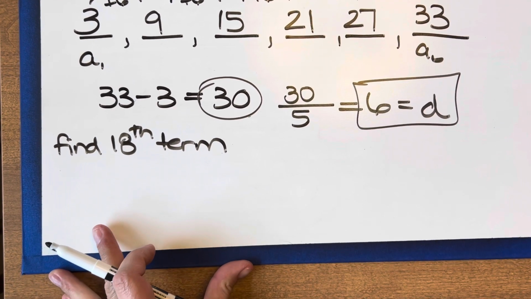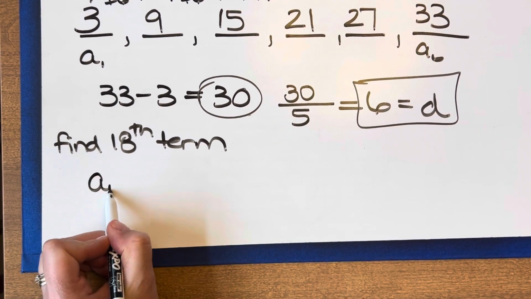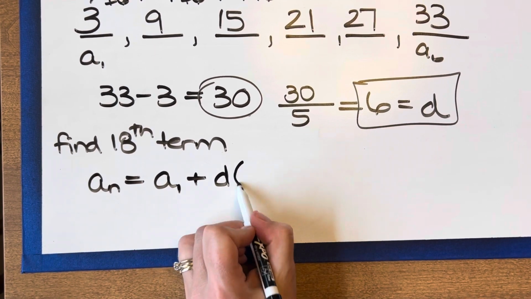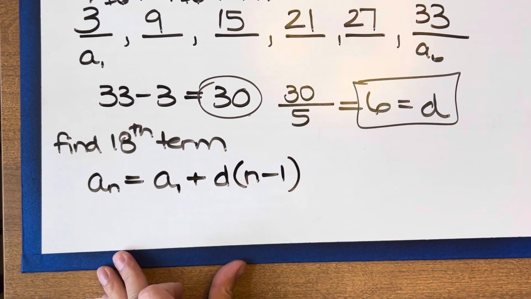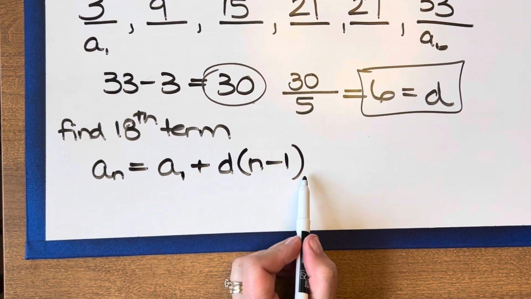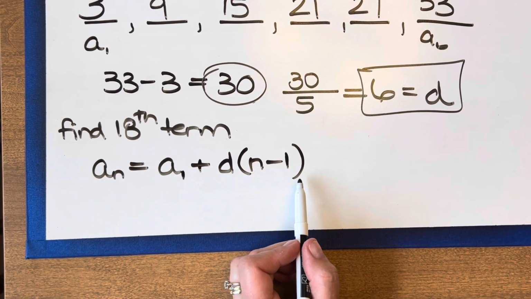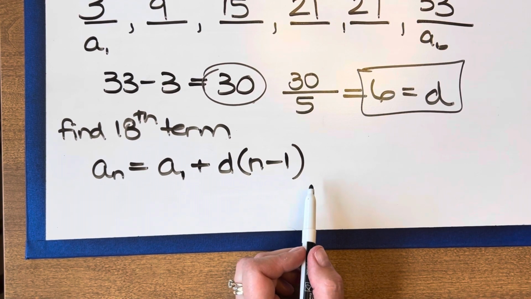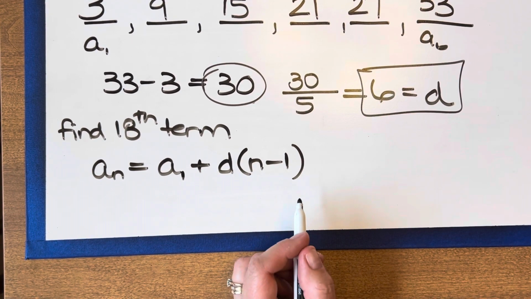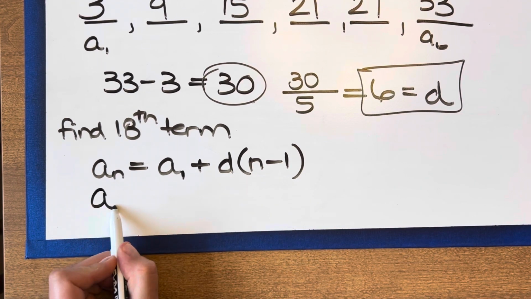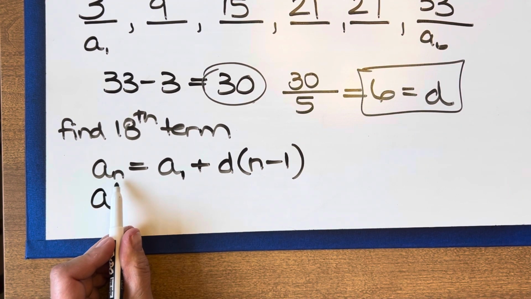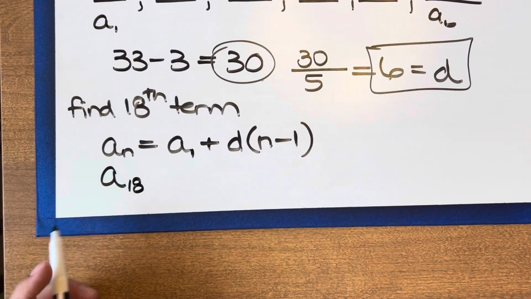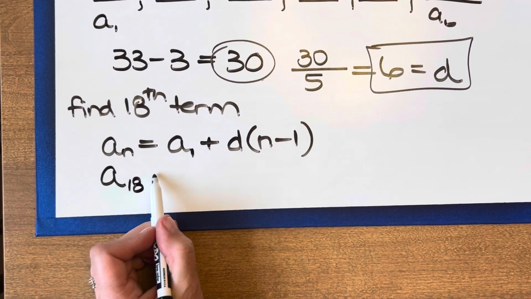So what we're going to do is use the formula a sub n equals a sub 1 plus d times n minus 1. This is the explicit formula for an arithmetic sequence. And we know enough that we can find the 18th term using this. The lower n, this subscript, is the number of the term we're trying to find. So I want to find my a sub 18 term.